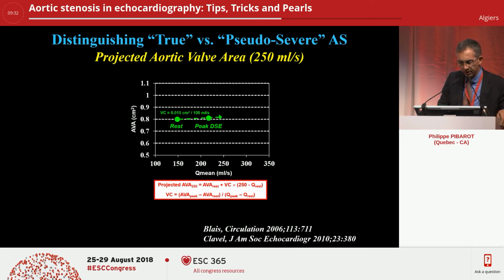And once you have this valve compliance, you will report it in this simple formula here: valve area at rest plus valve compliance multiplied by 250 minus flow at rest. And this patient had a projected valve area at 250 ml per second of 0.82, confirming that you have a true severe AS. So this is a useful parameter to calculate when you get this persistent discordant grading at the end of the dobutamine.